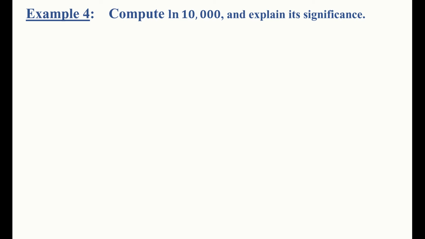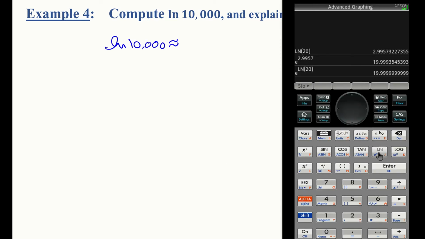So here we have ln of 10,000. We're going to go ahead and utilize the calculator in our first phase, and we will just type in ln of 10,000, and there's our answer. So 9.2103.